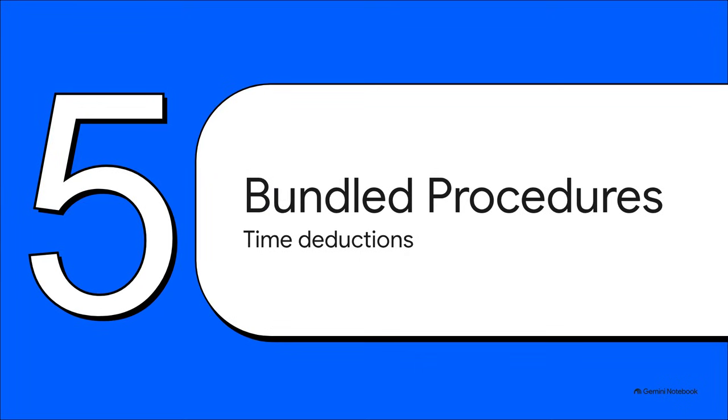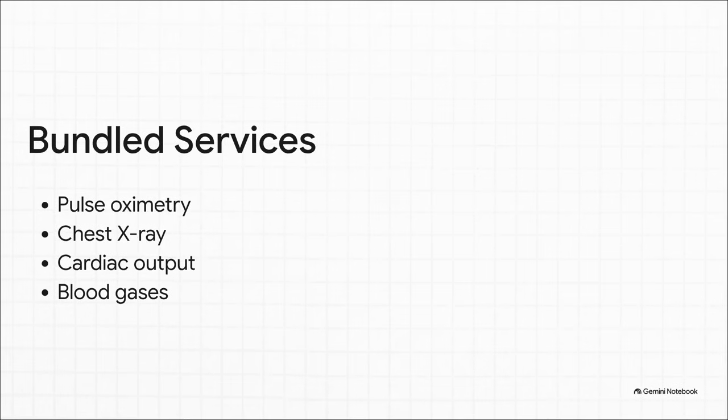Let's move to Section 5, Bundled Procedures and Time Deductions. Let's see how bundled procedures muddy the waters even more. When you're calculating your total critical care time, you've got to remember that certain services are already baked into your critical care codes. We're talking about interpreting pulse oximetry, reviewing chest x-rays, cardiac output monitoring, gastric intubation, and interpreting blood gases. Because these are inherently part of codes 99291 and 99292, the time spent doing them is already assumed to be included. You absolutely cannot double dip on time here.